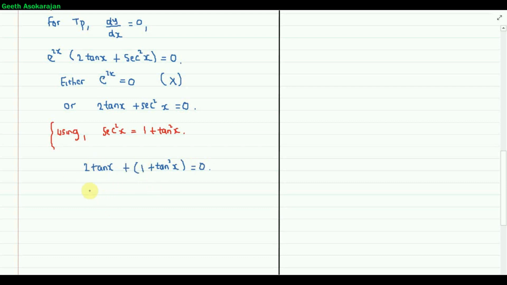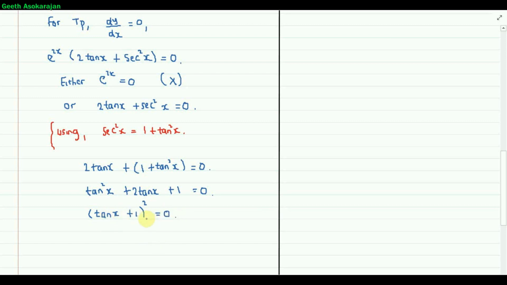And if I reorder the terms to make it a quadratic, bringing the tan squared x to the front, I'll have tan squared x plus the 2 tan x which follows, plus the 1, and that is equal to 0. So if I factorize this, it factorizes to tan x plus 1 squared, which is equal to 0.